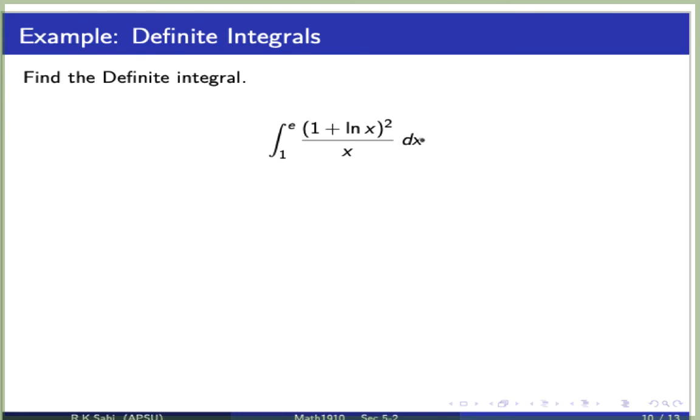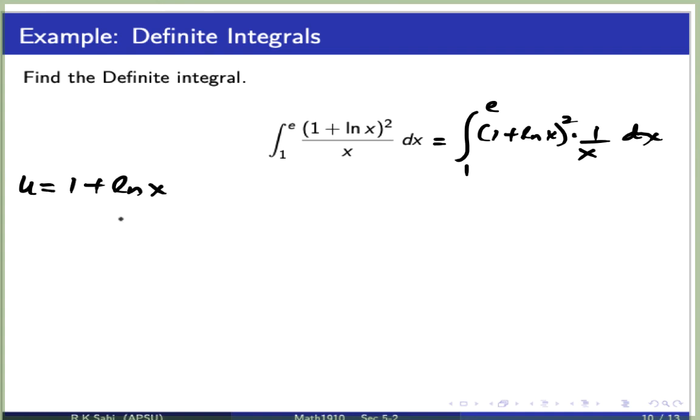So we can write this expression, first of all, to make our life easy, as 1 over e, 1 plus natural log of x squared, times 1 over x dx. If I make my u substitution, can I make my life simple? That's the main idea. And yes, because I take u to be 1 plus natural log of x.